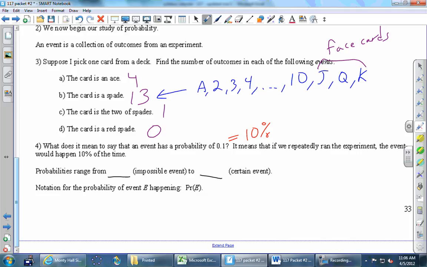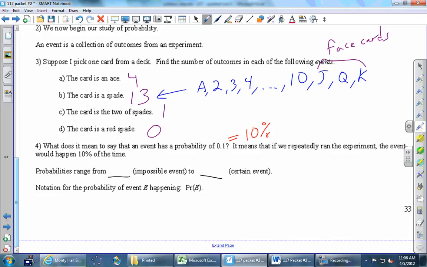But if we were able to run it over and over again, which they do with computer simulations, they figure about 10% of the days, just like today, we get rain. So that's what it means when the weatherman says 10% chance of rain. Okay, let's go down to this next line here.